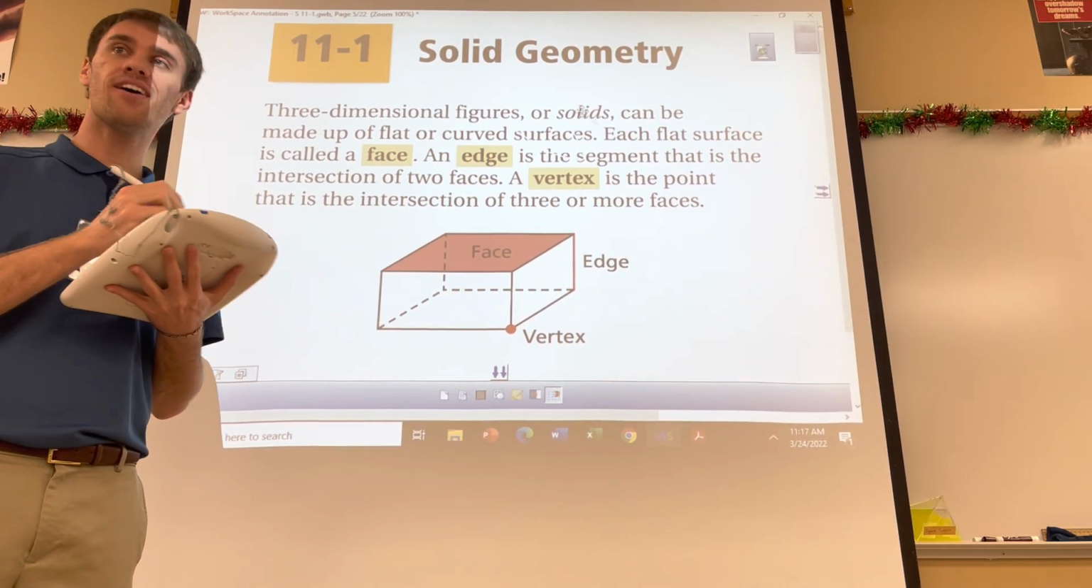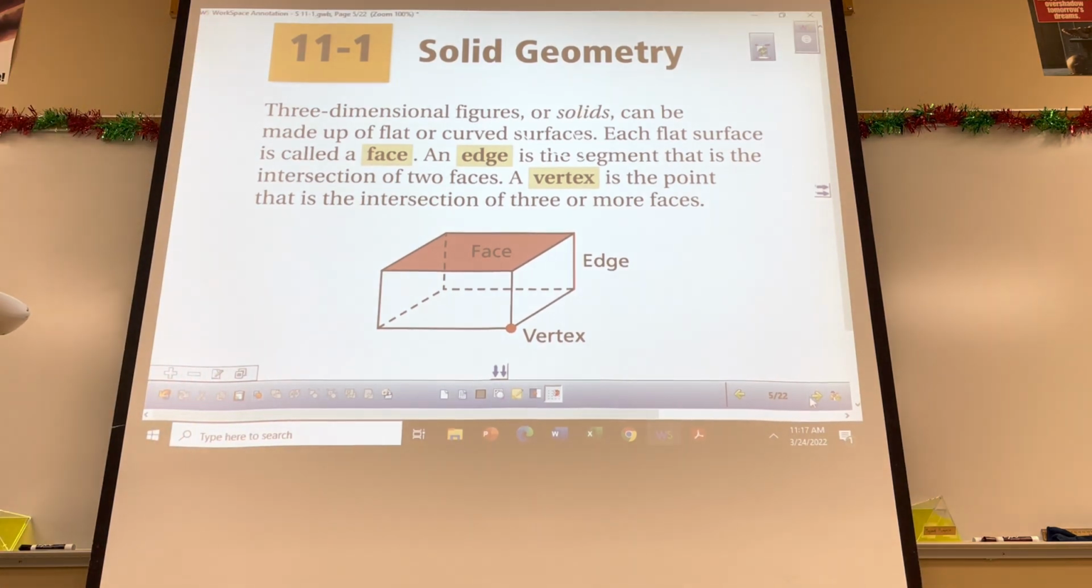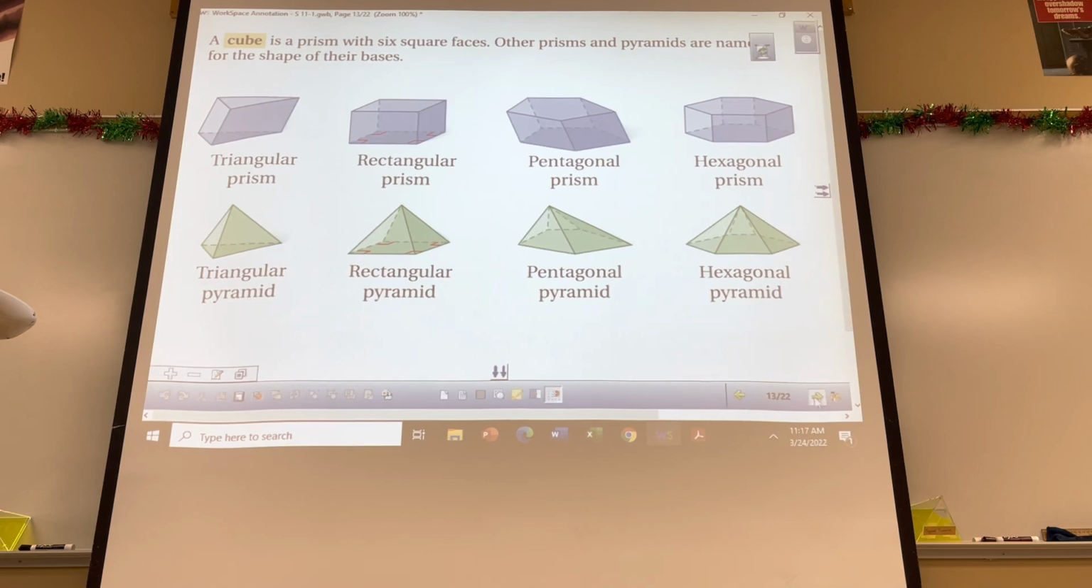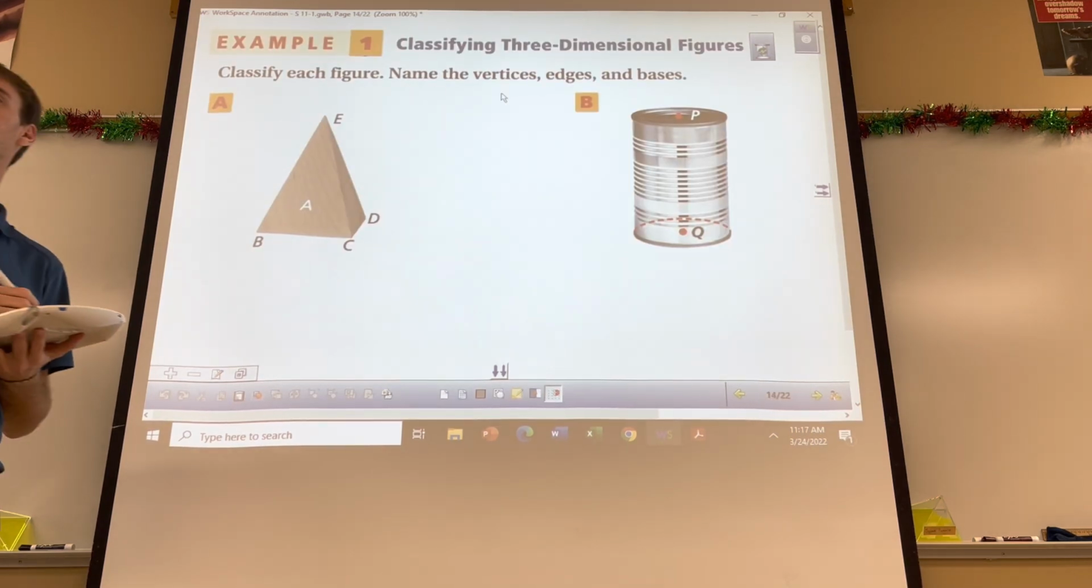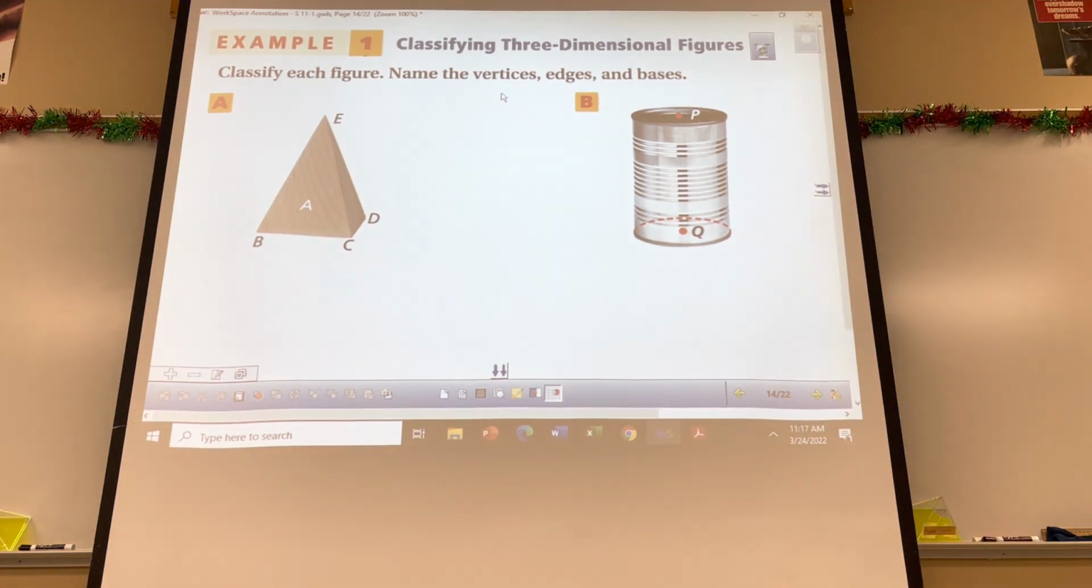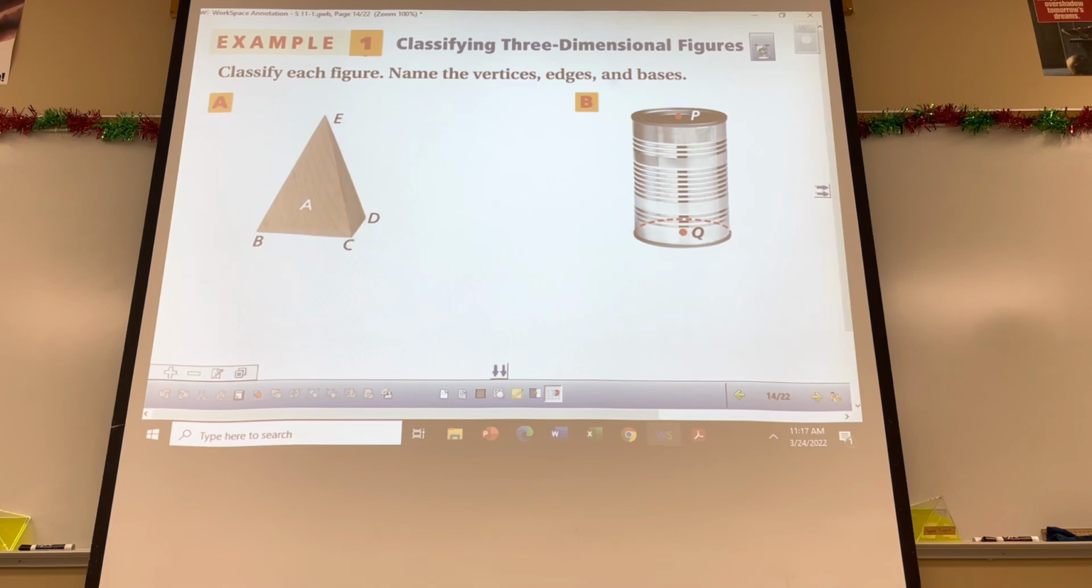Alright, so let's go ahead and get going. So guys, we left off, we had just finished classifying each figure. Guys, make sure we're listening. We just left off classifying each figure. We named the vertices, edges, and bases. I think we finished all the way through part B, right? No, we didn't do it. Did we go over it yet? I only have cylinder. We did not. Alright, so let's go over it then, guys.